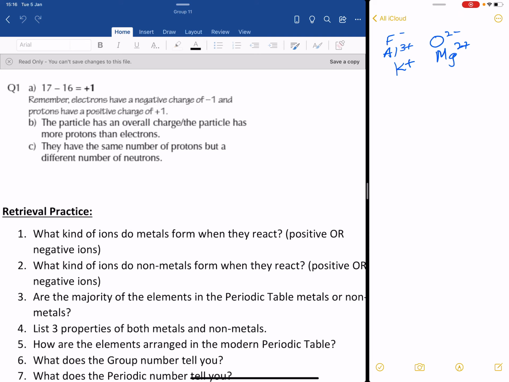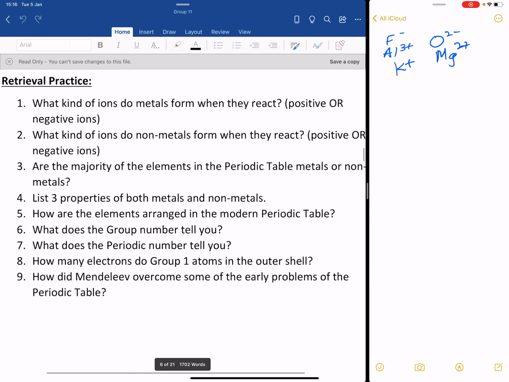So, we'll move on. A few more retrieval practice questions. Number 1, what kind of ions do metals form when they react? Number 2, you can pause the video here. Have a go at these 9 questions.